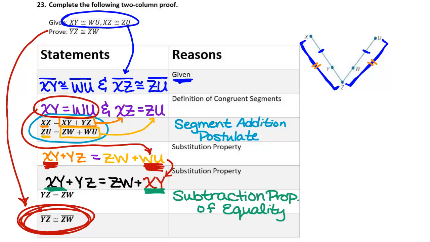And now we just have our very last statement to make. Somehow I have to go from the statement here, where I'm saying the segments have the same measurement, to this last statement where I say that means they're congruent. Definition of congruent segments is absolutely correct.